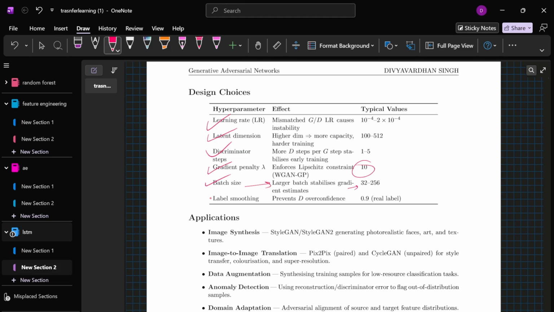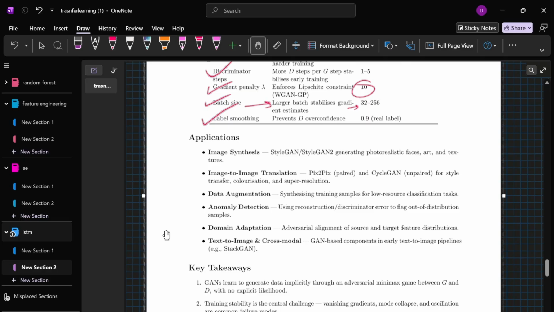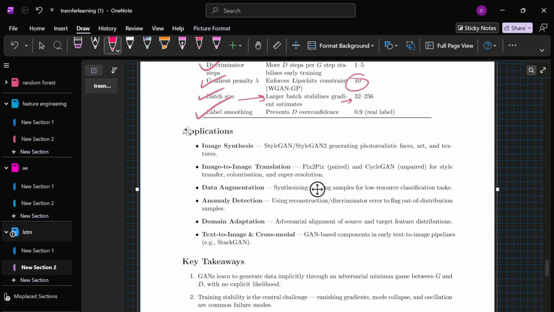A larger batch size gives you more stable gradient estimation. Then we have label smoothing. Instead of telling D that this is 100% real, you might say this is 90% real. This stops the discriminator from getting overconfident.